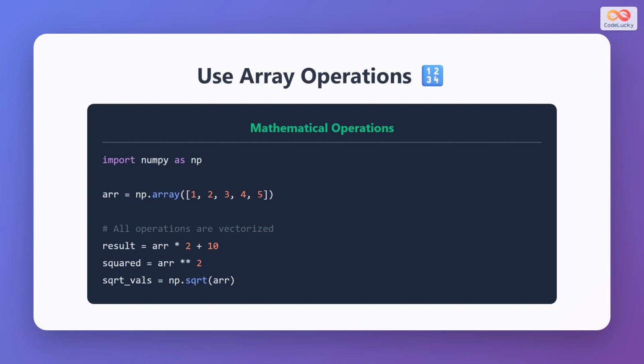NumPy allows you to perform mathematical operations directly on entire arrays. You can multiply an array by 2 and add 10 in a single expression. You can square all elements using the power operator. You can compute square roots using the NumPy square root function. All these operations are vectorized, meaning they're applied to every element efficiently without explicit loops.